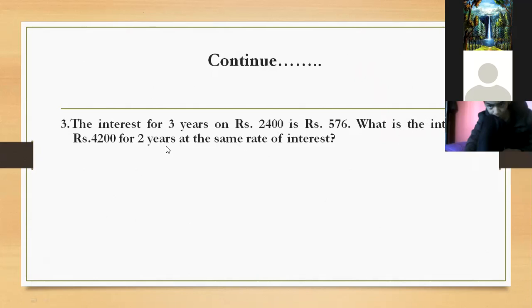What is the interest on rupees, this principal is 4,200, time is 2 years, and rate, whatever we find in the first case, that rate will be used in the second case. Yes, in the second case, you have to find out simple interest. Interest equals P into T into R upon 100, formula used. Okay? Okay, sir.